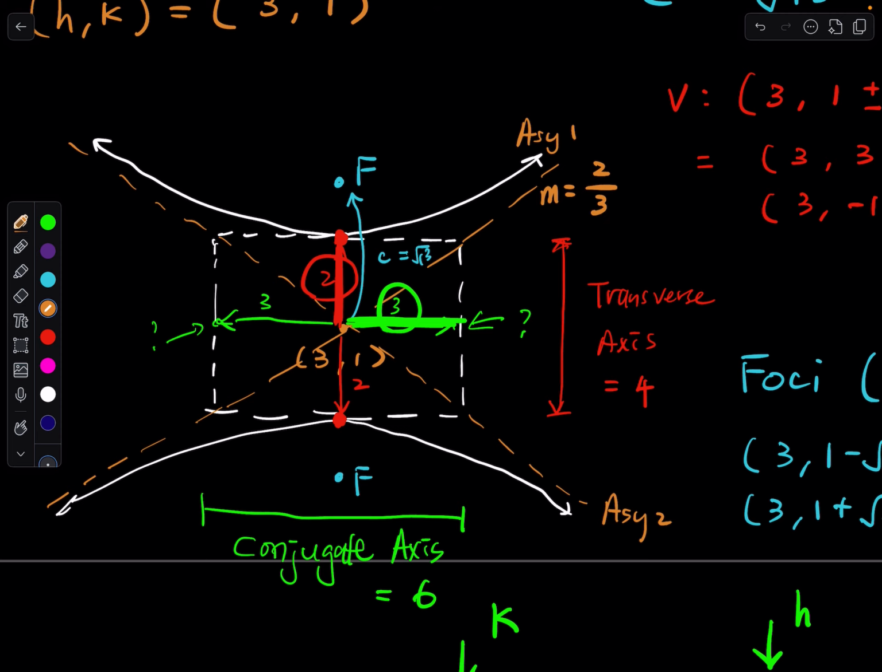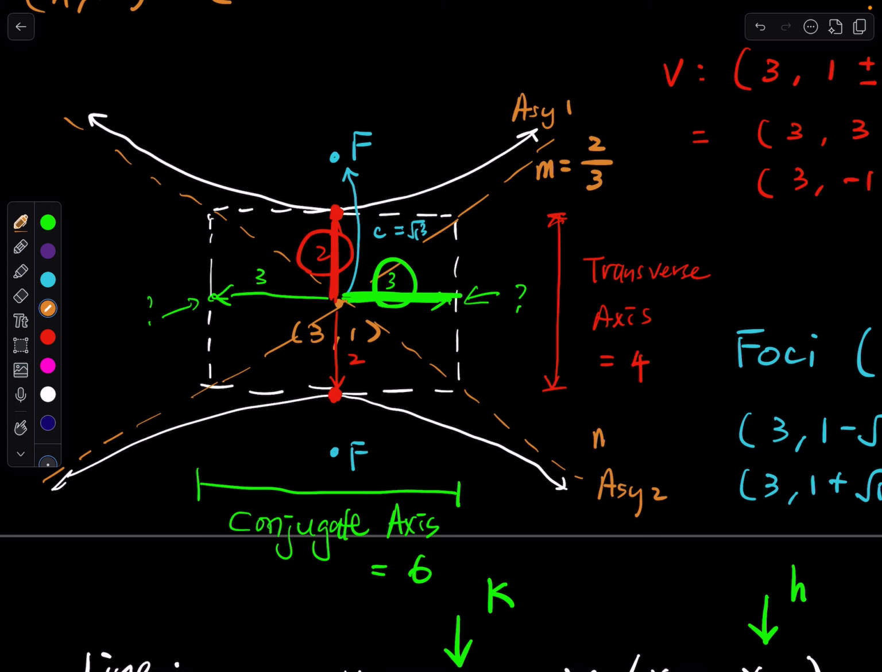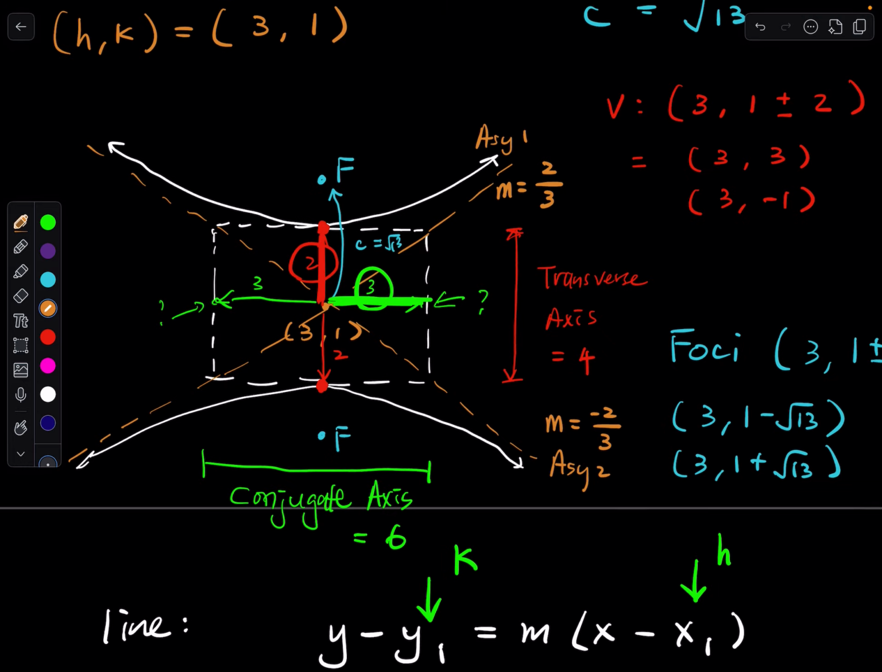Now, asymptote 2, you don't need to do anything. It's just going to be the opposite. They're guaranteed to be the same number, but one is positive, one is negative. Again, 2 over 3 because the up arrow in this case is 2. The run arrow, which is the horizontal one, is 3. So 2 over 3, one plus, one minus for those 2.